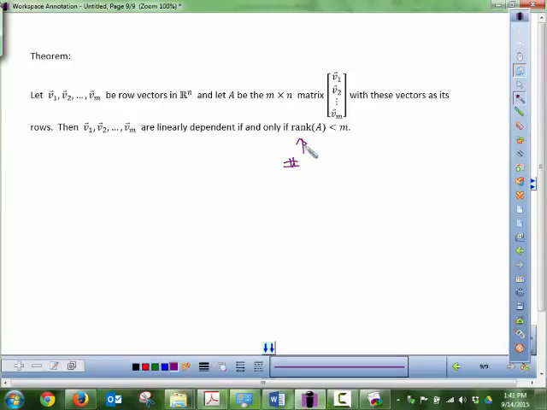So just to remind you, the rank of A is the number of non-zero rows after row reducing.